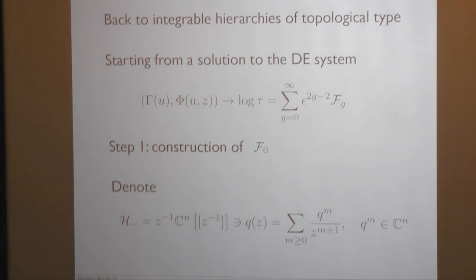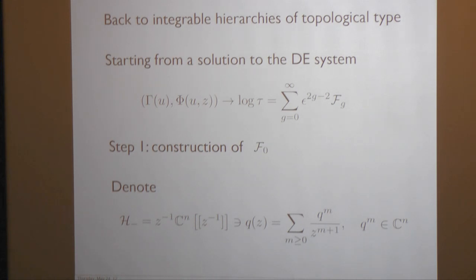Now I have to convince you that indeed from this family of solutions to the Riemann-Hilbert system, I can explain the recipe for how to produce integrable hierarchies of topological type. You may remember that the crucial point was the construction of the tau function, and I will be able only to explain how to construct the tau function. Let us do the following. We want to construct this expansion, F_g. I will first construct F_0, and then I will explain how to construct the higher corrections.